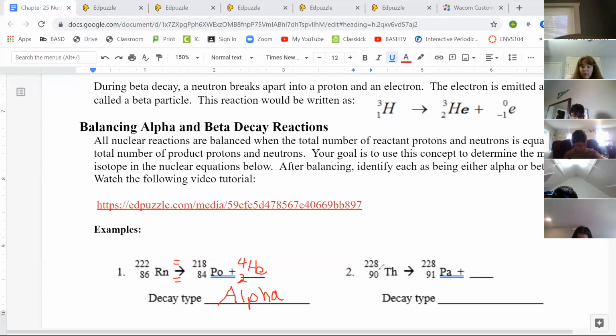This example, same thing. We have to fill in the missing piece. 228 equals 228 plus 0. Okay, those 2 add up. 90 equals 91 plus, well, to get from 91 to 90, we need to add a -1. And a -1 on the bottom always means we're going to have that electron. And because this particle was one of the products, this is a beta decay. So you just write beta.